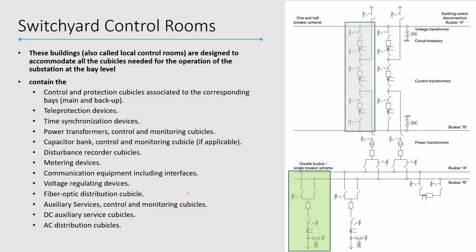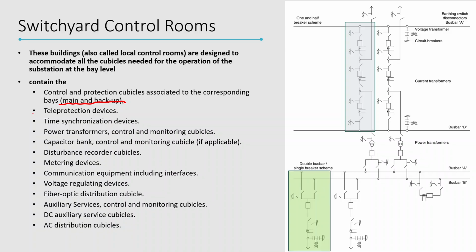So let's take a look at the switchyard control rooms or the bay level control rooms. These buildings, also called local control rooms, are designed to accommodate all the cubicles needed for the operation of the substation at the bay level. These control rooms typically contain the control and protection cubicles associated with the corresponding bays, the main and the backup also. So you have the main controls and the backup controls.